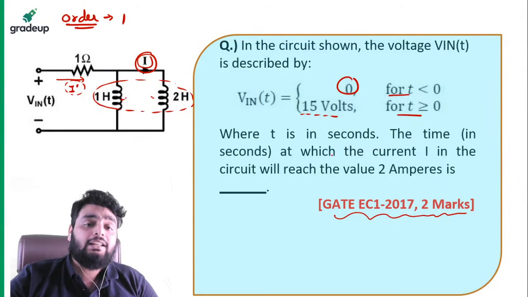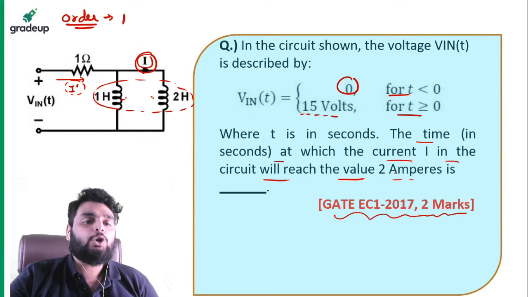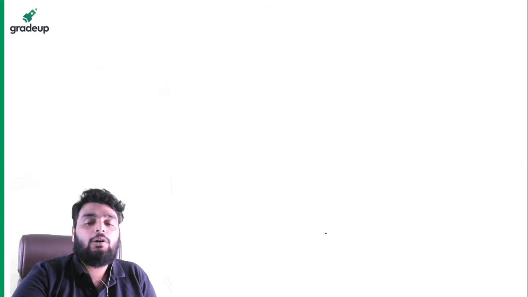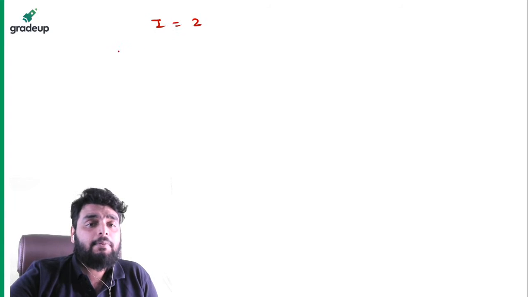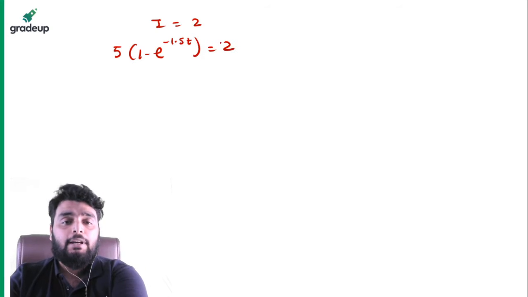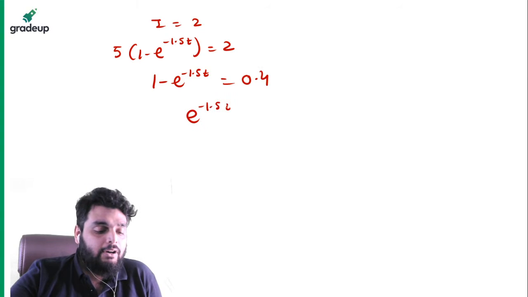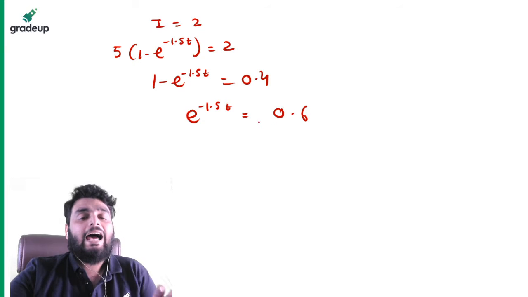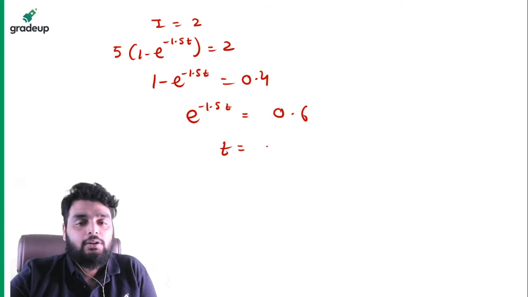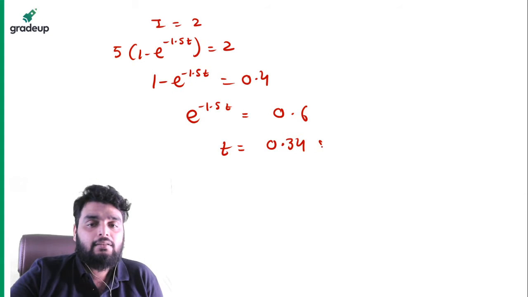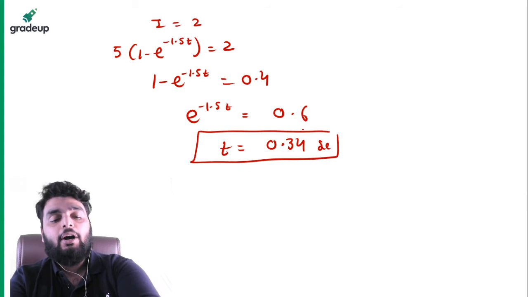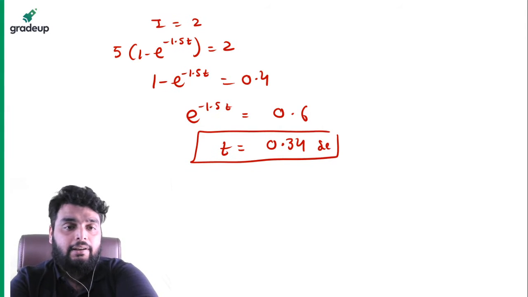Now what is asked in the question? At what time in seconds the current I in the circuit will reach the value 2 ampere. So just put this equation equal to 2 ampere. So I is equal to 2 ampere. It means 5 times (1 minus e raised to power minus 1.5 t) is equal to 2 ampere. Yes or no? So 1 minus e raised to power minus 1.5 t is equal to 0.4. E raised to power minus 1.5 t comes out to be 0.6. And when you solve this by taking natural log both sides, you will get 0.34 second. Yes, correct, Sohini. Correct answer.